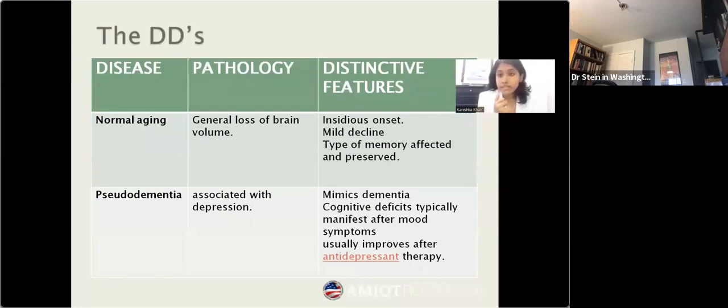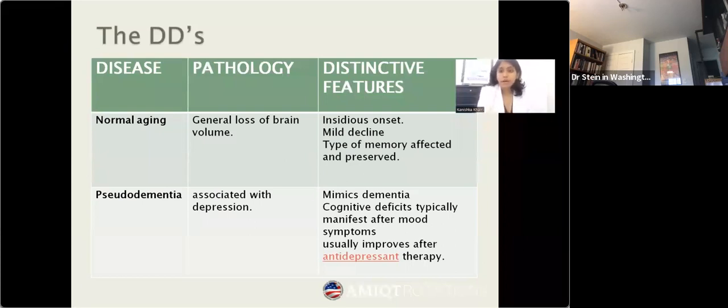The characteristic thing is the type of memory which is affected and preserved. The episodic and working memory are affected first, but the procedural and semantic memory are typically preserved until the very last. Another important feature is that independence in daily activities is typically preserved.